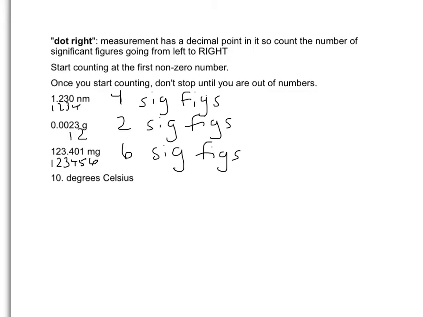And finally, we have 10. degrees Celsius, 10 with a decimal point. And the reason that it's there is so that zero is significant. And this measurement has 2 significant figures.